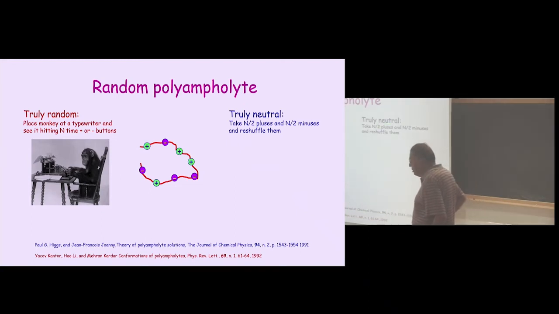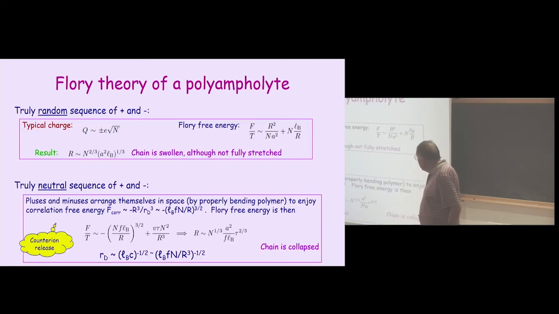Alternatively, you can make a truly neutral polyampholyte, which means you take exactly 1/2 N pluses and exactly 1/2 N minuses, and then you reshuffle them randomly. But you guarantee by construction that the charge of this system is 0. While in the other case, of course, there will typically be some charge imbalance. So how do we proceed in terms of Flory consideration for these two kinds?